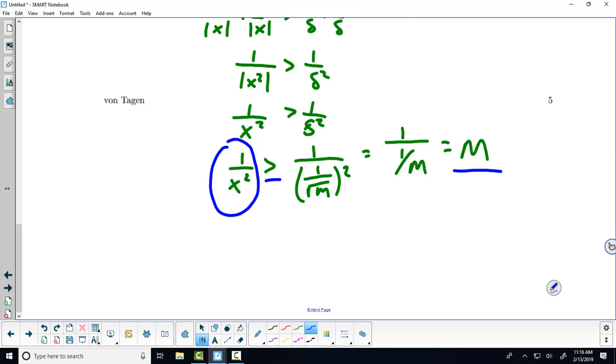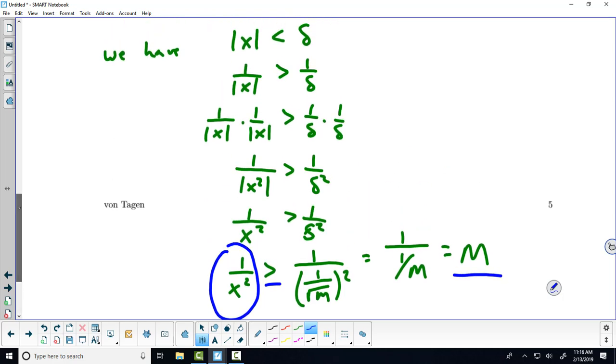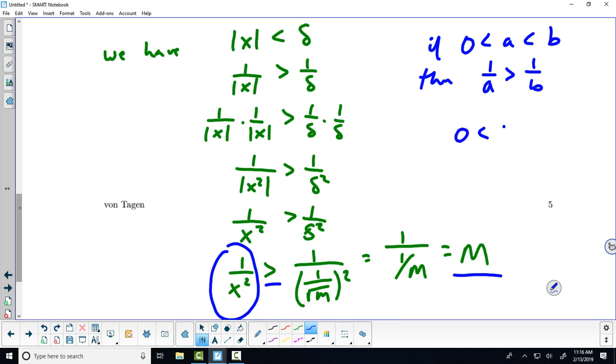Can you go back up? Yeah, of course. I did that really, really fast. How can you flip the sign? Yeah, that's a great question. So there's a property that says if 0 is less than a is less than b, then 1 over a is greater than 1 over b. So for example, if 0 is less than 3, which is less than 5, if I invert, how does 1/3 compare to 1/5? 1/3 is bigger than 1/5. So when you have two positive quantities and you invert them, it changes the order of the inequality. Yeah, that's a great question.